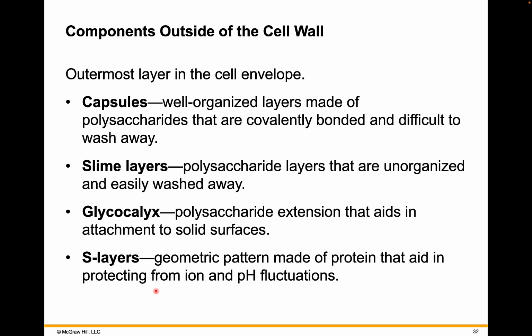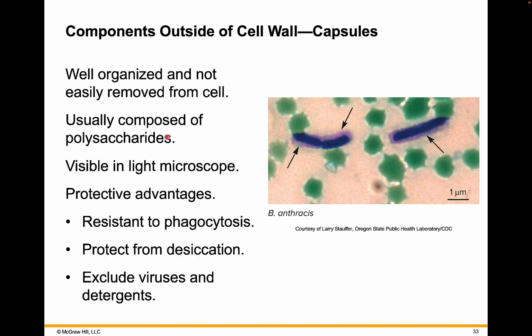Along with that, there are many bacteria that contain a layer which is an S layer. This S layer is a geometric pattern made up of protein that aids in protecting from ion and pH fluctuations, and these are arranged in a tile-like fashion. So it is a very structured layer, and these are known as the S layers. They are outside the cell wall, found in many bacteria, not all. The capsules and the slime layers are implicated in many different kinds of pathogenesis because they attach to the tissues, and it's difficult for them to be washed away, which can carry out an infection.